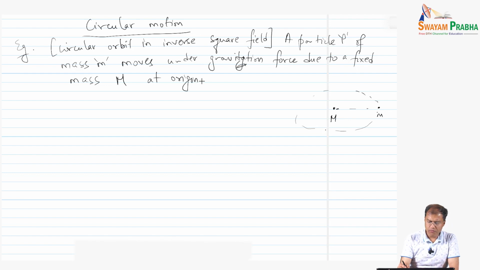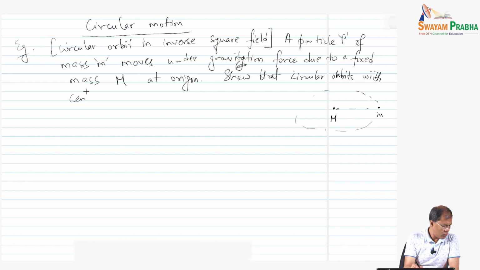And then we have to show that the circular orbits with center O and any radius are possible.